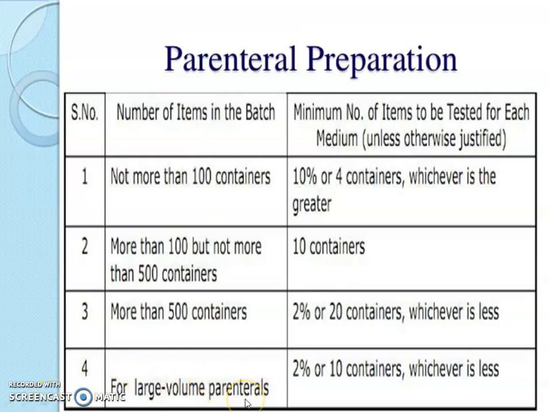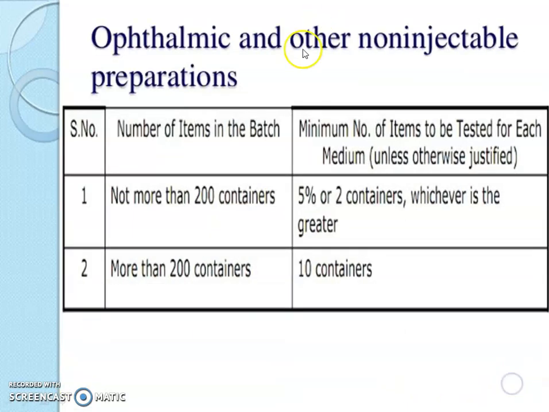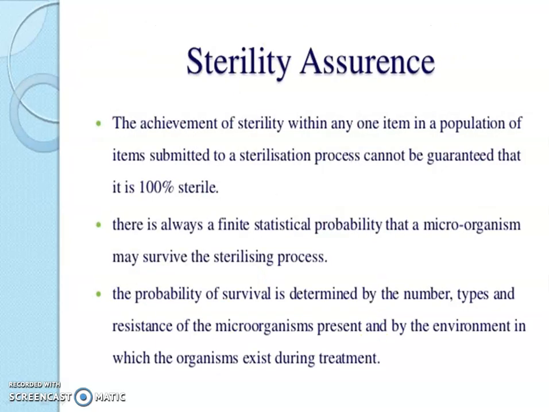For large volume parenterals, that is LVP, in that case 2% or 10 containers, whichever is the less, should be tested. Ophthalmic and other non-injectable preparations, the number of items in the batch and minimum number of items to be tested for each medium unless otherwise justified. Not more than 200 containers: for that 5% or 2 containers, whichever is the greater, should be tested. More than 200 containers: for that 10 containers should be tested.